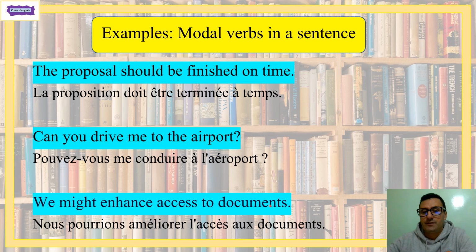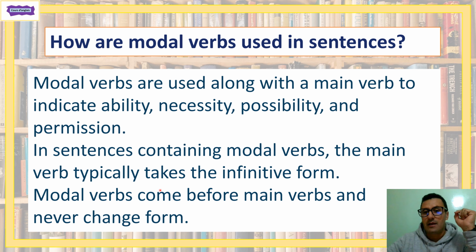Alors, how are modal verbs used in sentences? Modal verbs are used along with the main verb to indicate ability, necessity, possibility, and permission. In sentences containing modal verbs, the main verb typically takes the infinitive form. Modal verbs come before main verbs and never change.